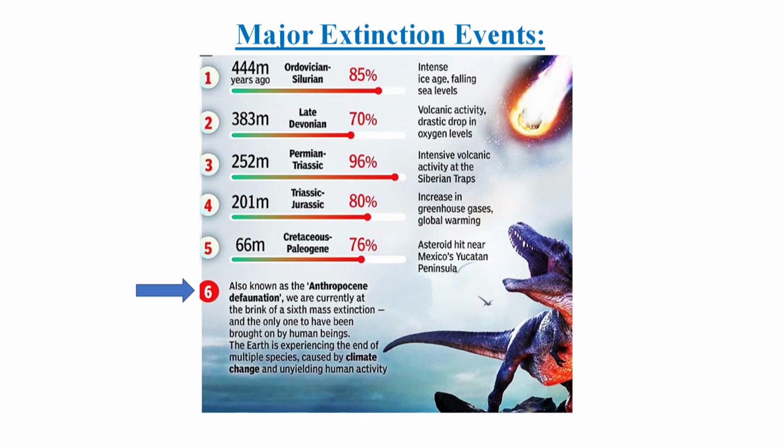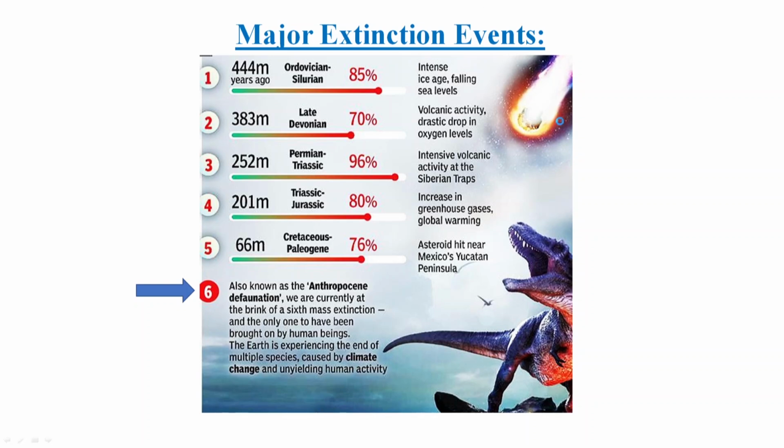And the sixth one, which is believed to be presently going on, is also known as the Anthropocene extinction. We are currently at the brink of a sixth mass extinction, and the only one to have been induced or brought on by human beings. The earth is experiencing the end of multiple species caused by climate change and unending human activities.